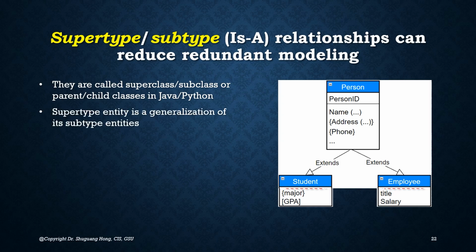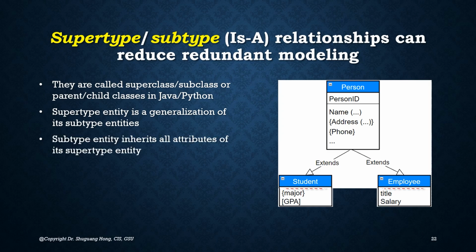Supertype entity is a generalization of its subtype entities. That is, student and employee are person in the ER example. That is, the person entity is the generalization of student and employee entities. Thus, person contains attributes that are applicable to all its subtypes, student and employee.